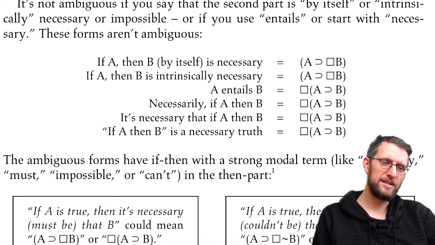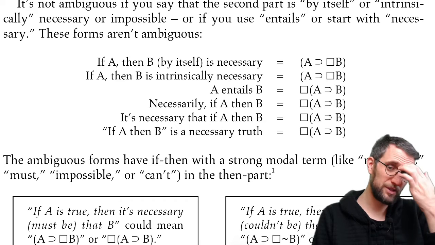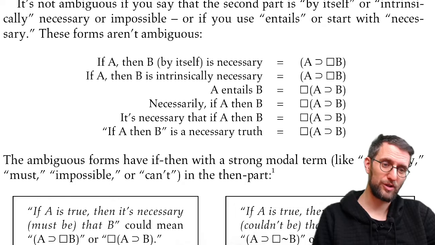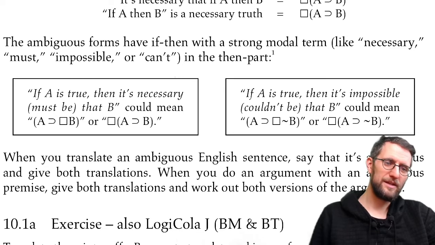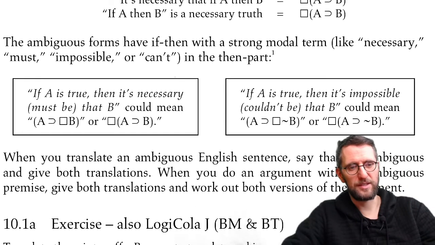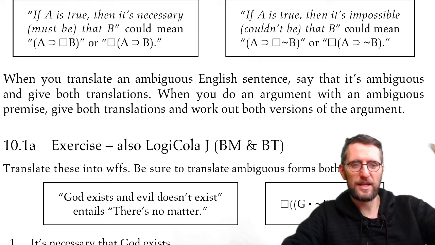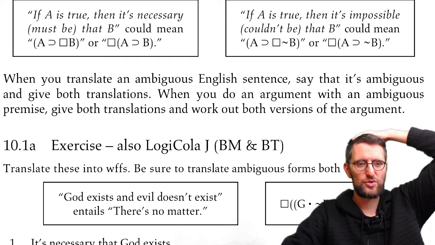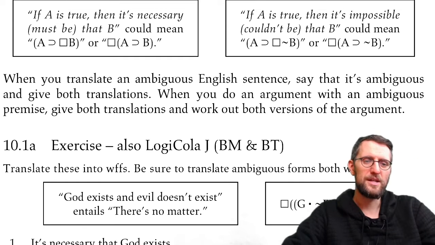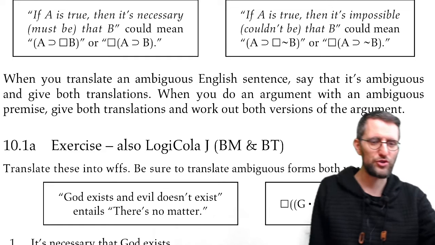Necessarily, if A then B: it is necessary that if A then B is a necessary truth. So the ambiguous forms have if-then with a strong modal term, like necessary, must, impossible, or can't in the then part. If A is true, then it's necessary, must be that B, could mean this. If A is true, then it's impossible that B, could mean that. So when you translate an ambiguous English sentence, say that it's ambiguous and give both translations. When you do an argument with an ambiguous premise, give both translations and work out both versions of the arguments.